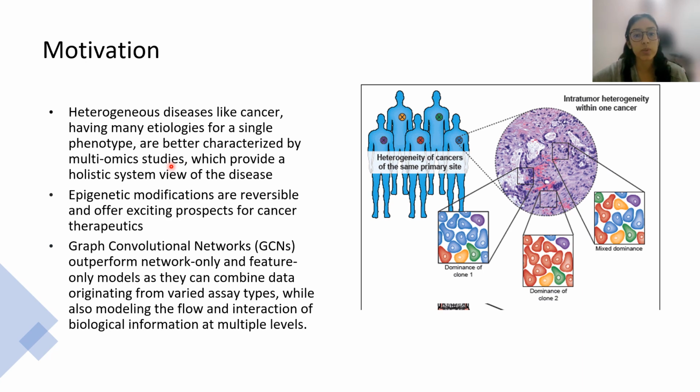To this end, we use graph convolutional networks, as they are able to aggregate both network information and feature information, thus providing us with a very holistic view of cancer. Specifically, we focus on epigenetic modifications as they are reversible, so they offer some exciting prospects for cancer therapeutics.